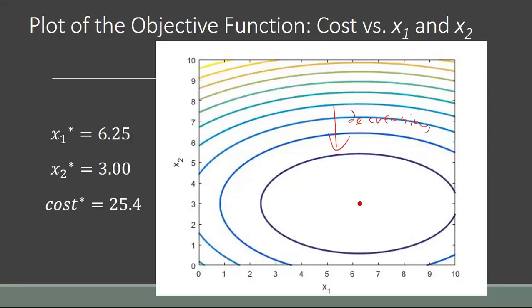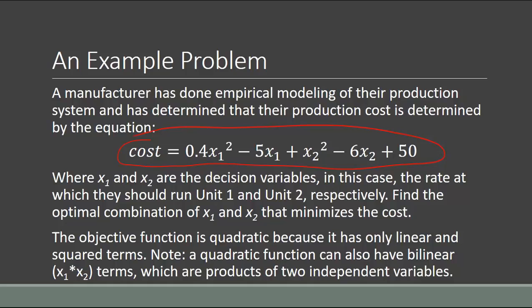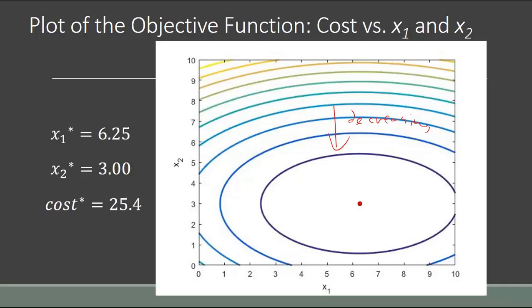And that optimal point, after having solved this in a QP solver, our QP solver gives us this point. So our optimal point designated by the stars, x1 is equal to 6.25, and x2 is equal to 3. So that's our optimal point when we have no constraints in our system. And the total cost, which is evaluated just by plugging in our optimal x1 and x2 into our cost equation, that optimal cost was 25.4.